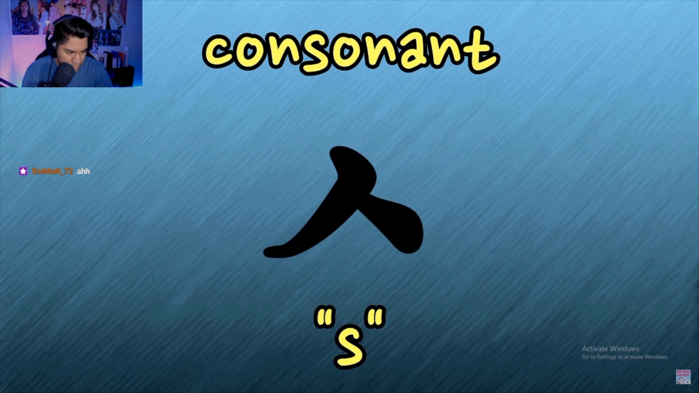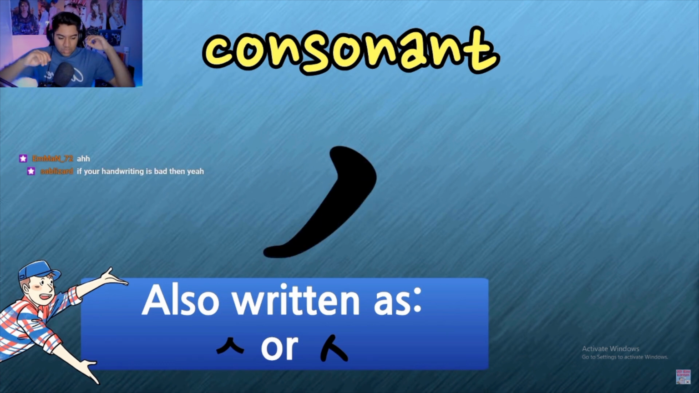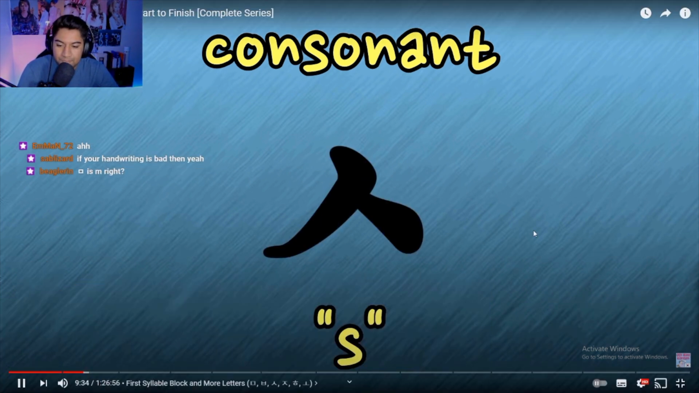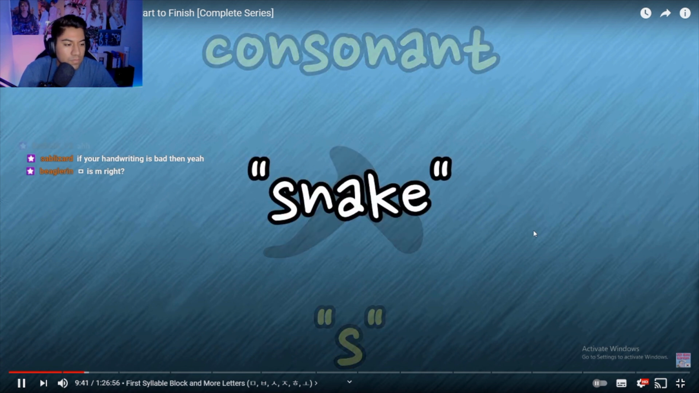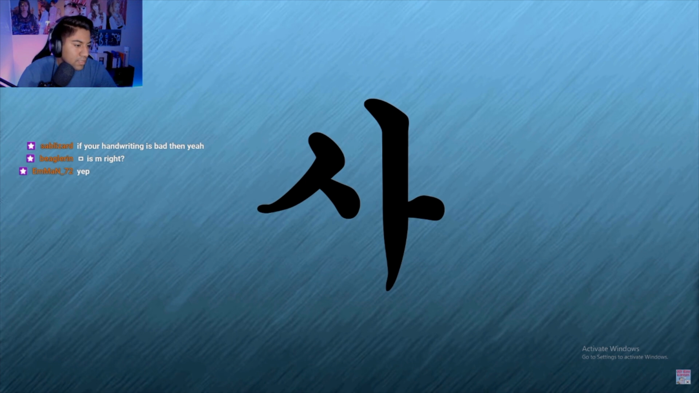Here's another consonant. To draw it, start at the top and draw a slightly curved line going down and sideways to the left. Practice writing this on your own. If we combine it with our vowel ah, we can hear that this letter would become sa. Sa. Sa. Sa. And one more time. Sa.